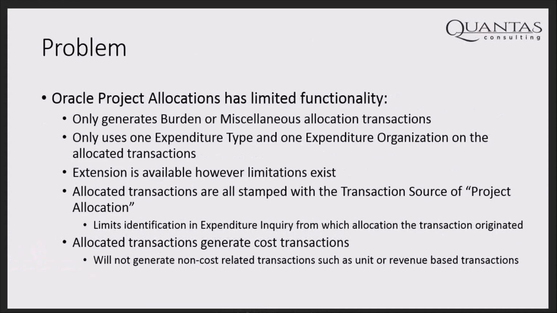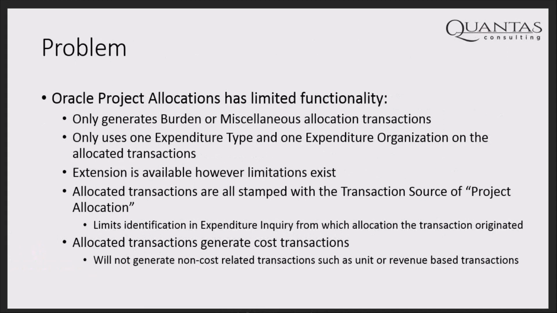The other downfall of the standard process is that it only uses the one expenditure type and one expenditure org on the allocated transactions. Extensions are available by Oracle, but there are limitations with that as well. And allocated transactions are all stamped with one transaction source. So what that does is it reduces the ability to query an expenditure inquiry and determine what allocation process actually created this.